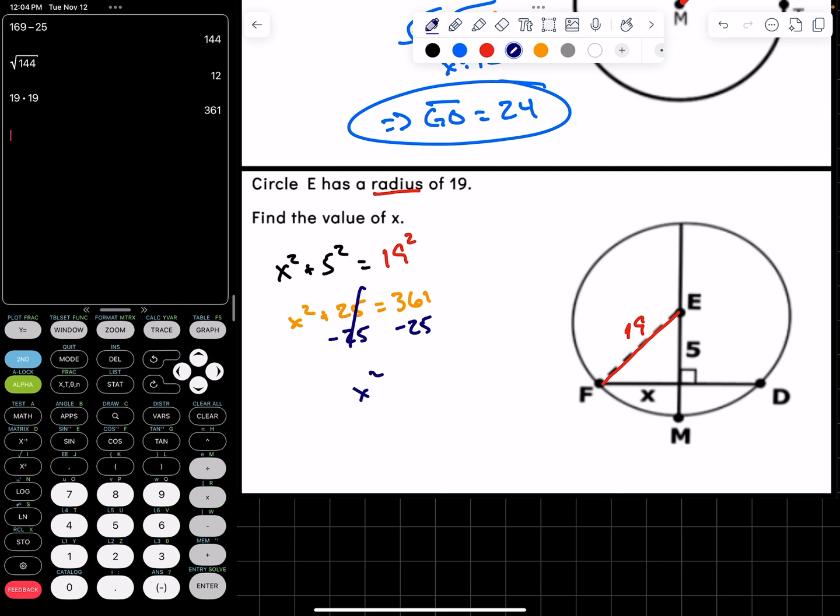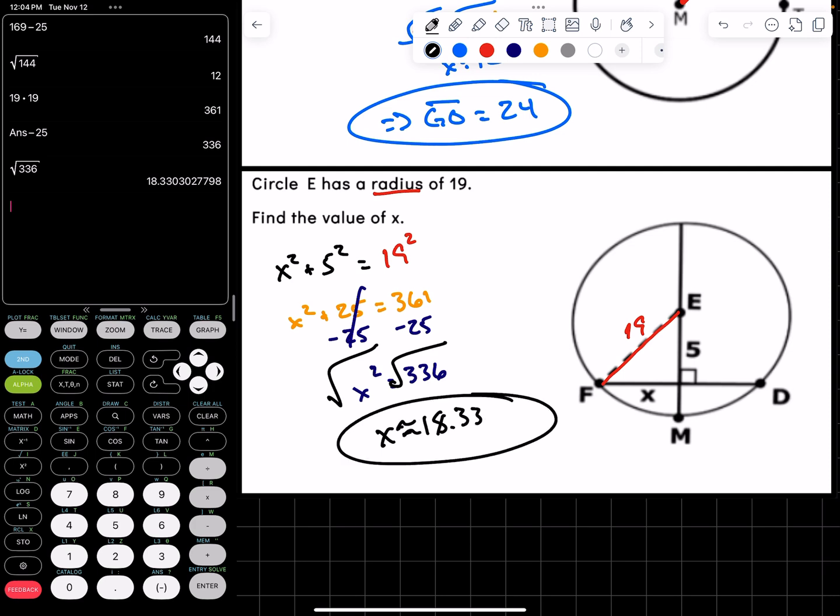X squared equals 336. And then if I take the square root, X is going to equal square root 336. We have 18.33. We've got all those numbers out beyond. I'm going to round it and say it's approximately 18.33.